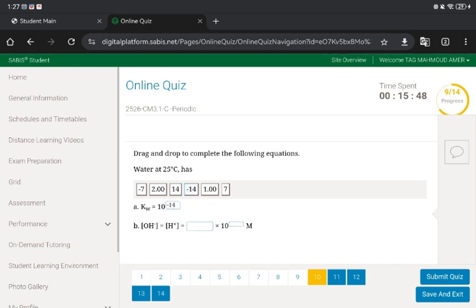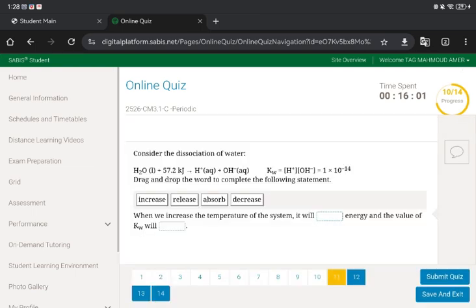Kw is, at 25 degrees Celsius, 10 to the negative 14. And if you do the math, if they're equal to each other and you multiply them, you get this. So it's 1.0 times 10 to the negative 7, each of them.